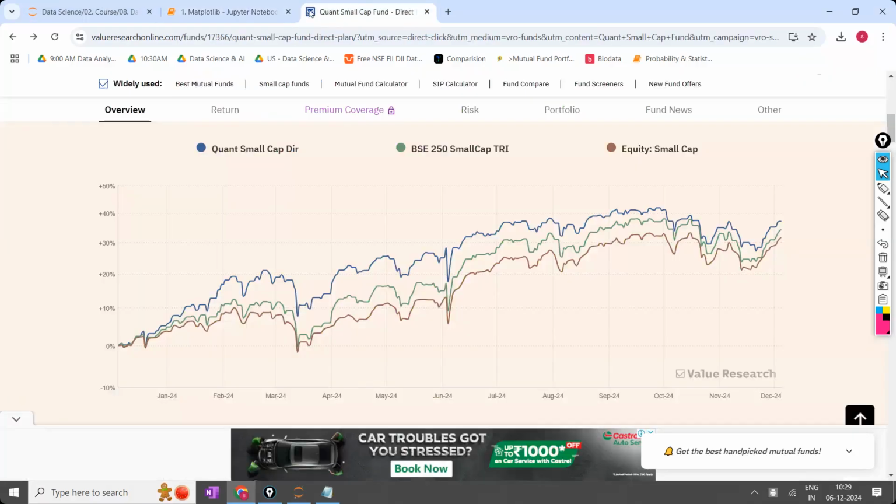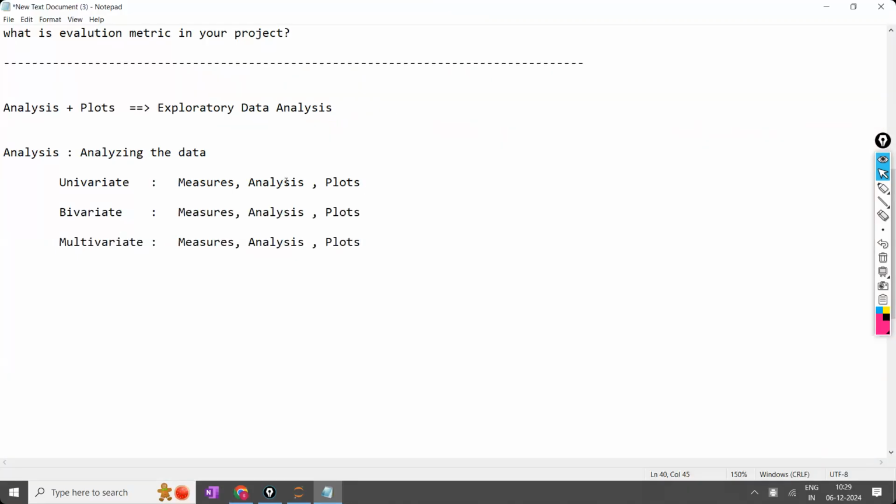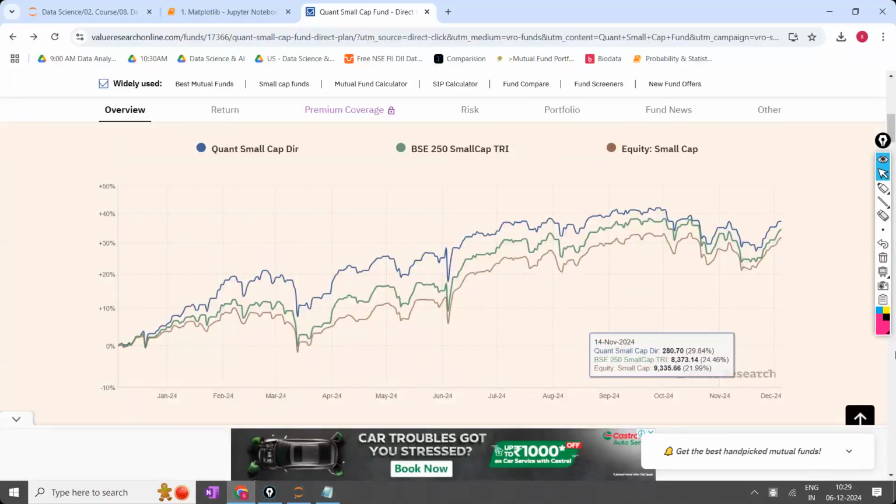What will you observe from this plot? Making the plot is one thing, and that comes under plots. I told you here: measures are there, plots are there, analysis is there. Plot you are making, plot means plt.lineplot. That is the plot. From that plot, what you observed, that is analysis. Making the plot is different. Observing from the plot is different.